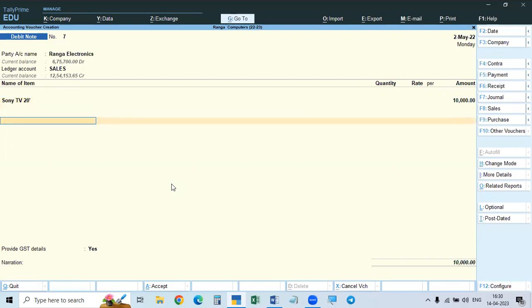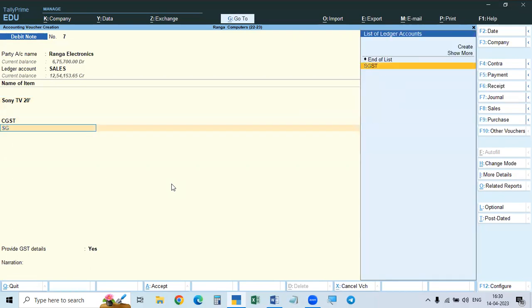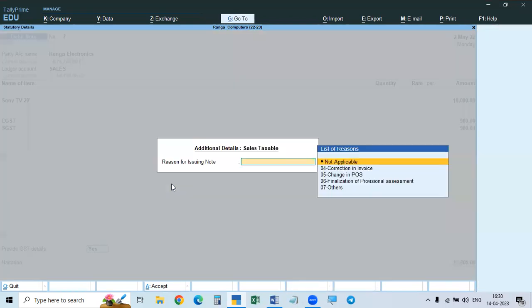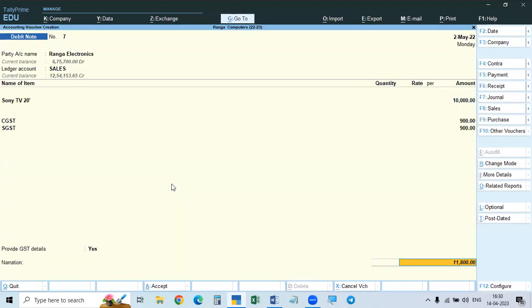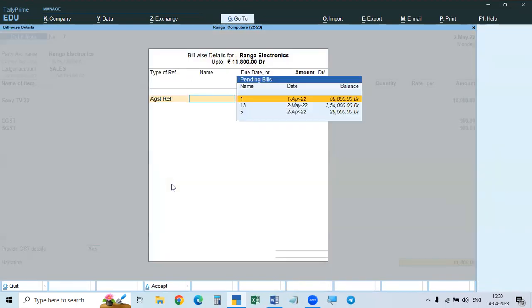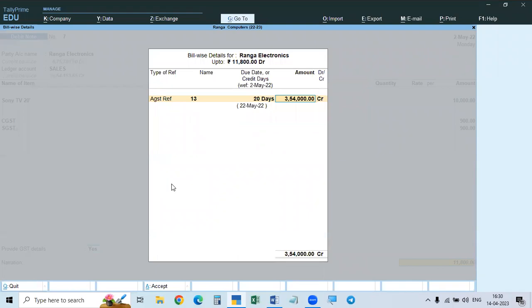So you should take debit note, and come to CGST, here GST, and here also the reason is correction in invoice. Then remember this 11,800 against reference 13. If there are more, we have to select the exact one. 13 number, that is 11,800 rupees. Now 11,800 rupees, we take it as debit only.